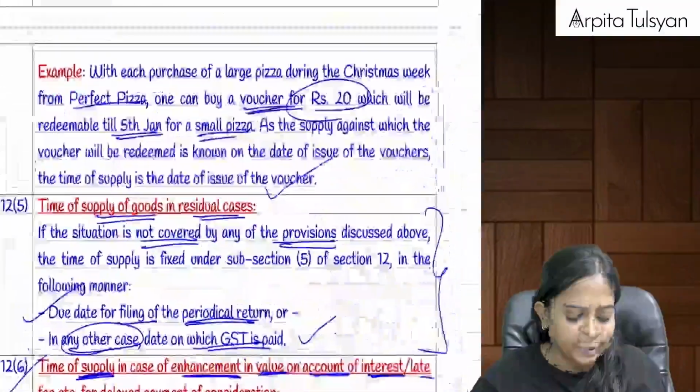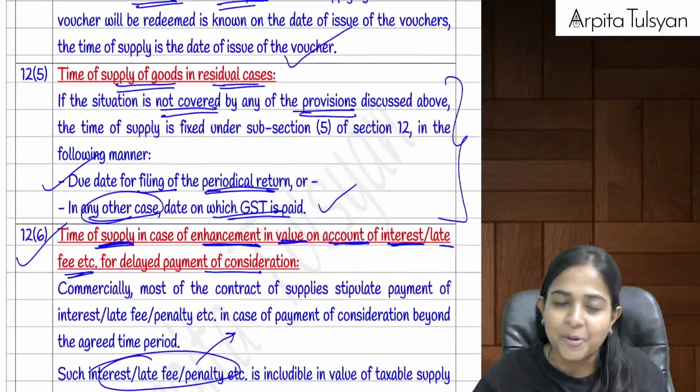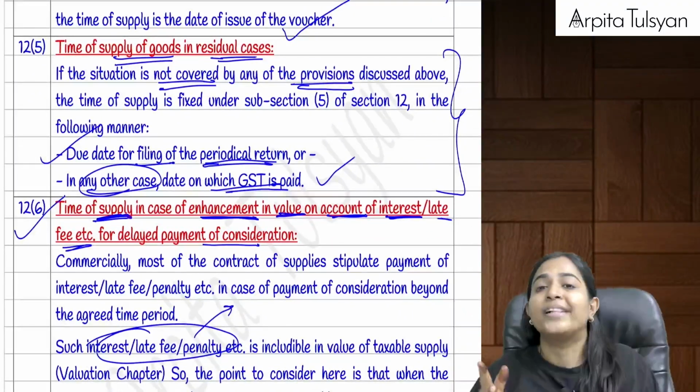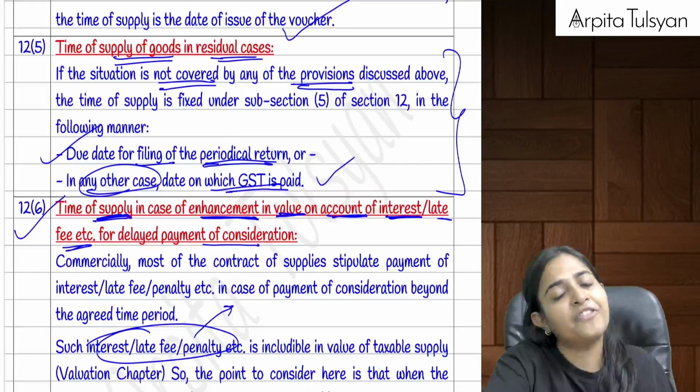Then after that, let's go to the next section. Examples for you are given in the book, no need to worry. Going on to the next section, that is section number 12 subsection 5. Section 12 subsection 5 is the residual case.